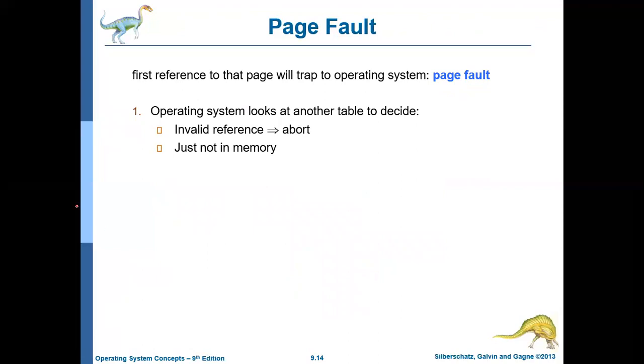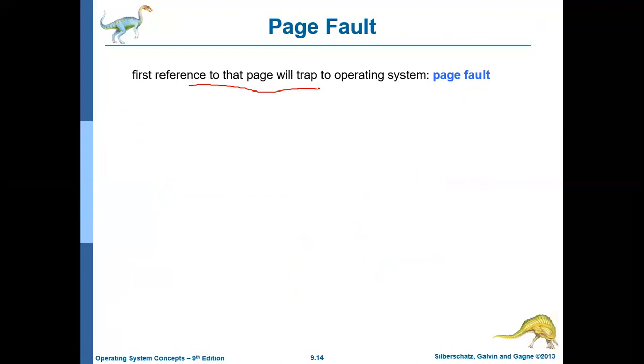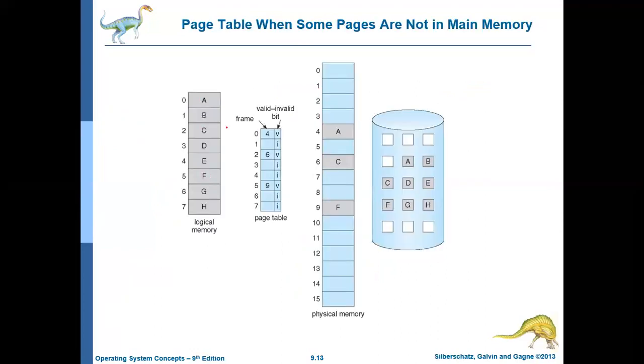So this is what we have just discussed. Say the CPU is creating a logical address, and that logical address corresponds to page 1, that is, logical address 1. Logical address 1 refers to page B. Is page B in the memory? No, it's not in the memory. So then there is a page fault.